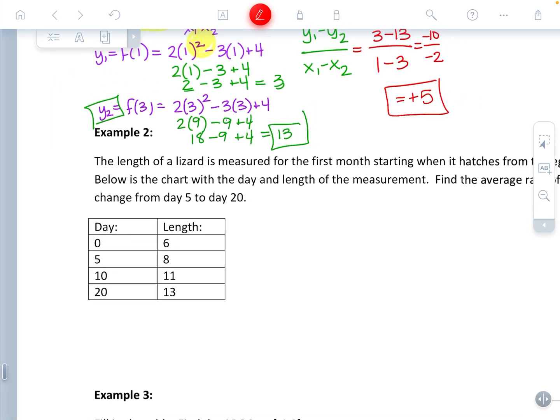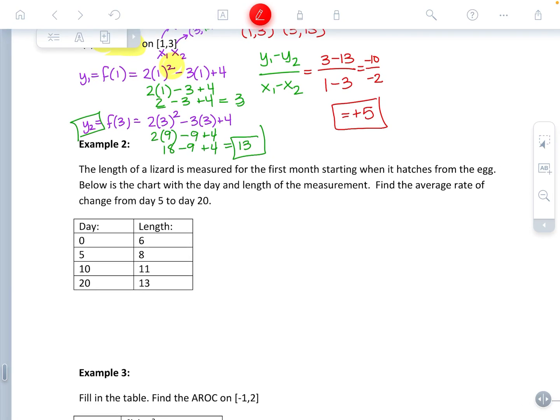Now, example 2 is a little bit easier. It might take a little bit of interpretation though. The length of a lizard is measured for the first month starting when it hatches from the egg. Below is the chart with the day and length of the measurement. Find the average rate of change from day 5 to day 20.